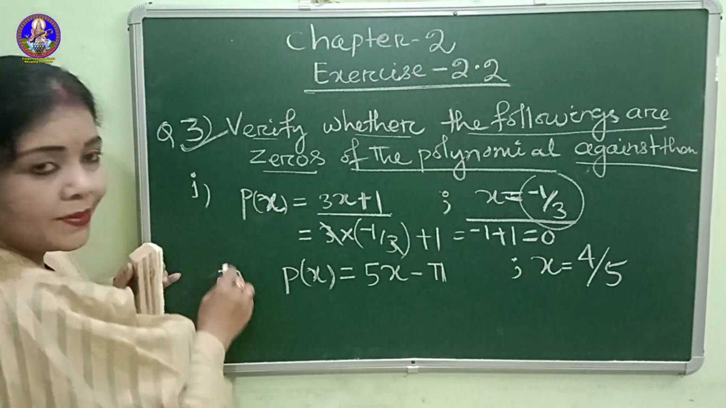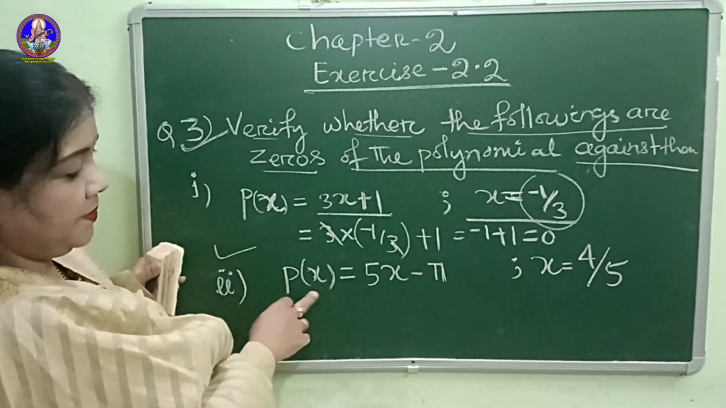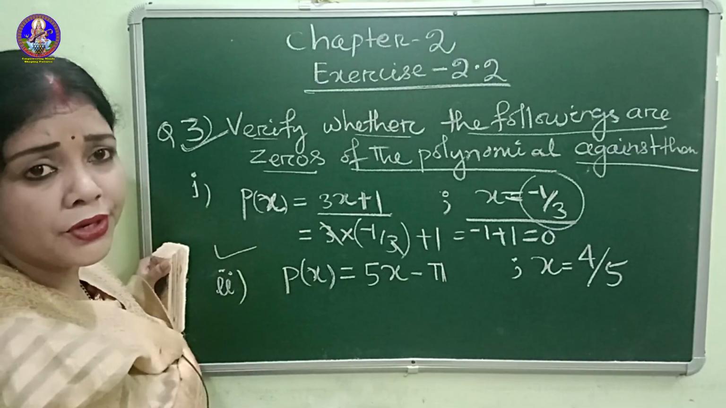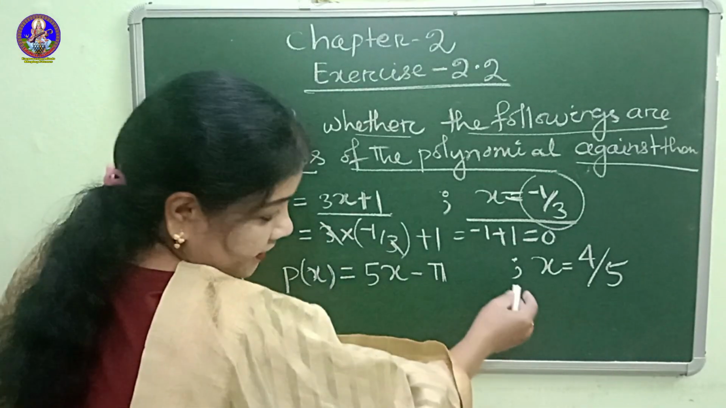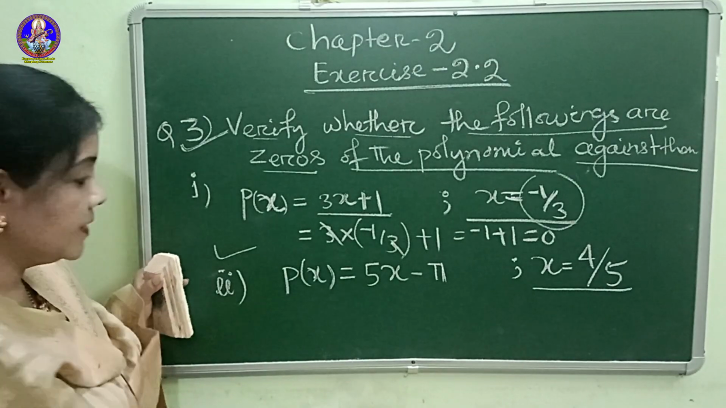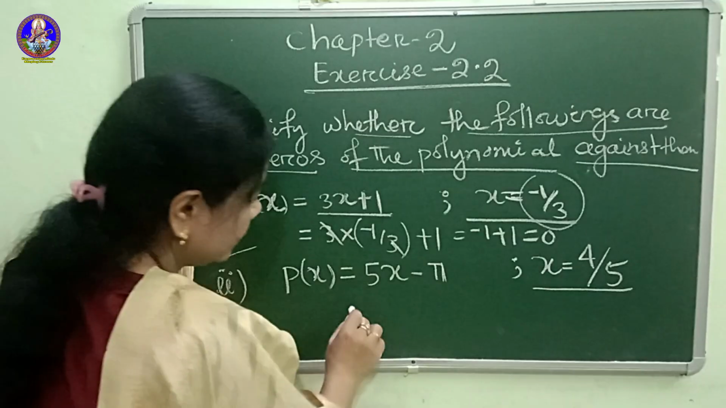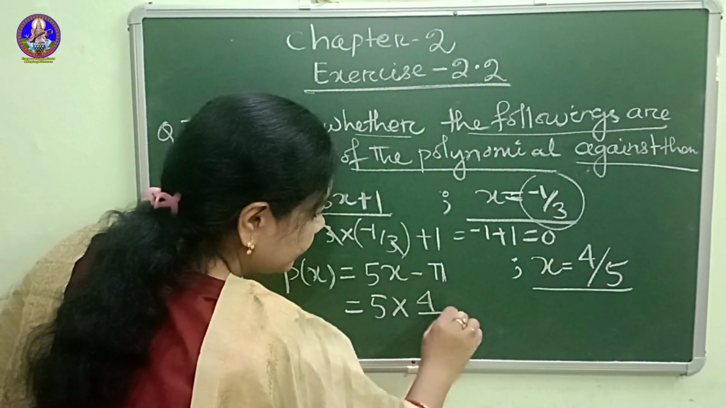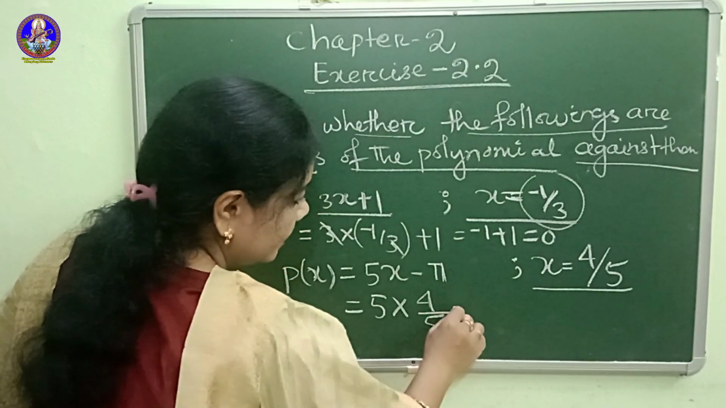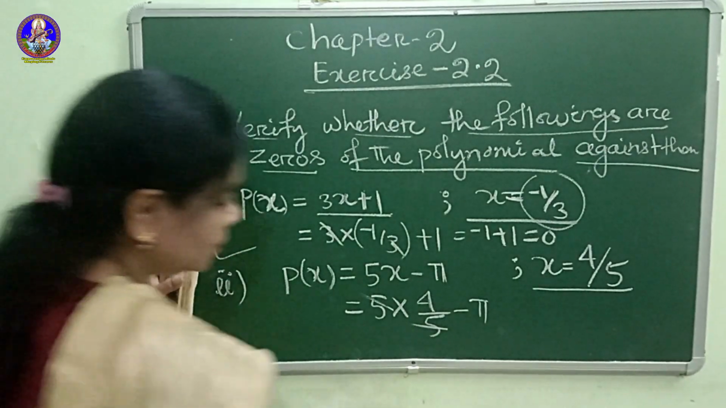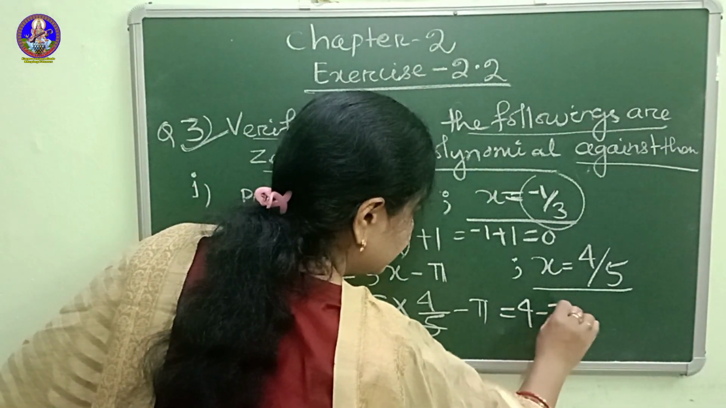Similarly, let us solve another example. Here p of x is given as 5x minus pi. You know pi is equal to 3.14, but here it is given x is equal to 4 by 5. So we have to put this value here. That means 5 into 4 by 5 minus pi. The 5s cancel, so 4 minus pi.